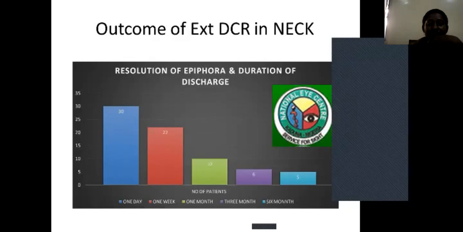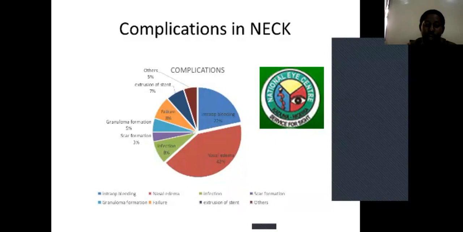Now, the complications we had in National Eye Center following external DCR: of the people that had complications, about 42% of them had nasal edema at the one day post-op.